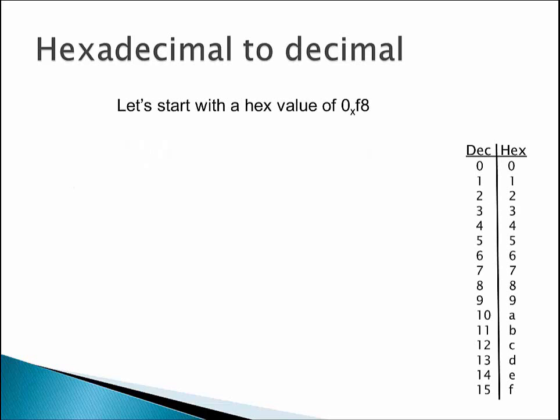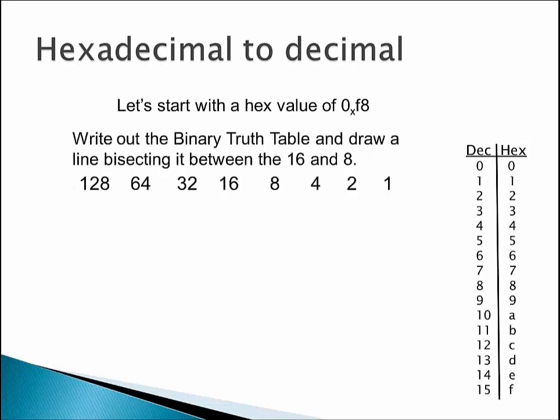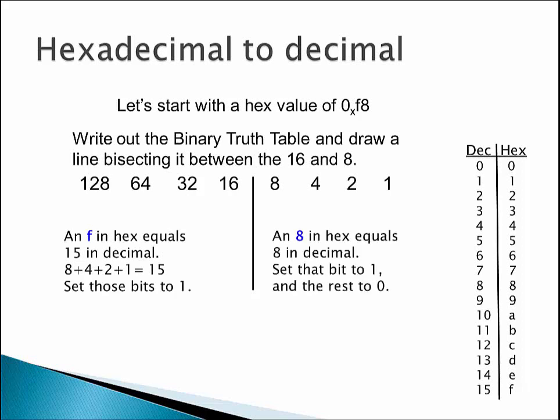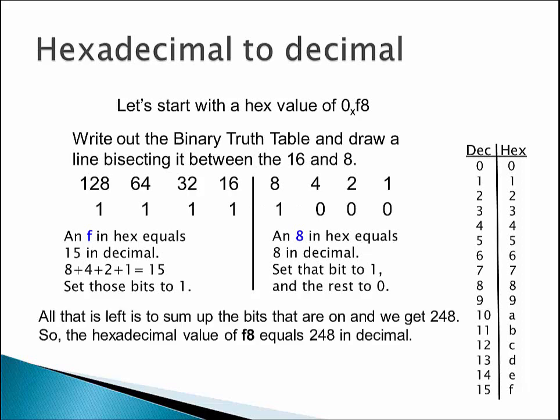Let's start with the hex value of 0xF8. Write out the binary truth table and draw a line bisecting it between the 16 and 8. And F in hex equals 15 in decimal. 8 plus 4 plus 2 plus 1 equals 15. Set those bits to 1. And 8 in hex equals 8 in decimal, so you set that bit to 1 and the rest to 0. Now you sum up those bits and you get 248. So the hexadecimal value of F8 equals 248 in decimal.